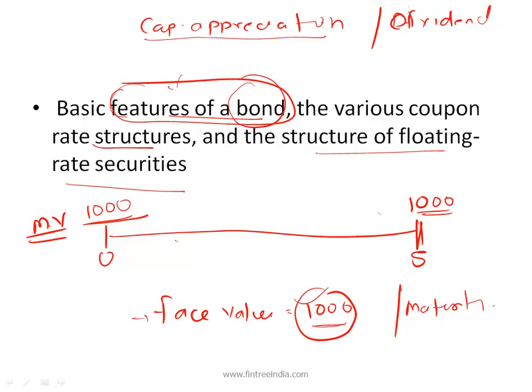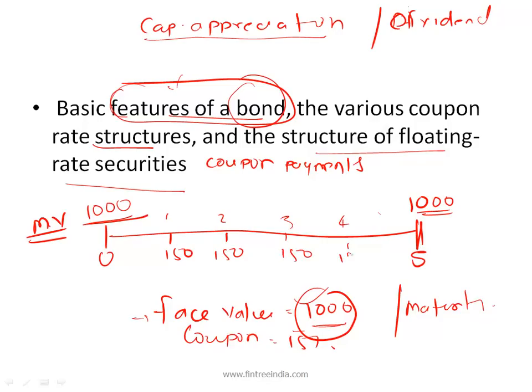Use number 2 is that during the life of the bond, so this is year 1, 2, 3 and 4, you would receive certain cash flows, and these cash flows are called coupon payments. These coupon payments are always calculated as a percentage of the face value. So let's say we have a coupon rate of 15%, which means the bondholder would receive 150, 150, 150 and 150, and in year 5 he will receive his 1000 back.